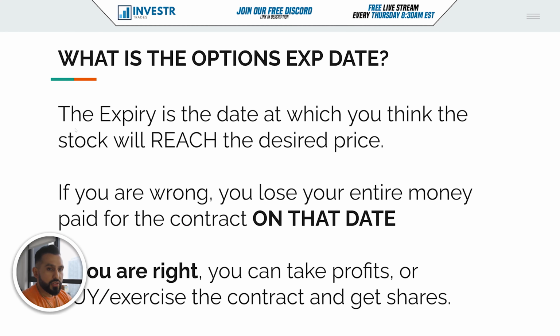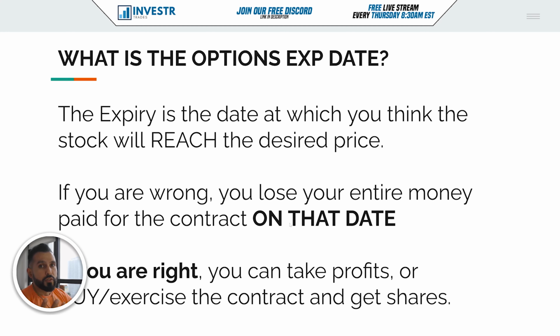All right, so just to explain, the expiry is the date at which you think the stock will reach the desired price that you choose, aka your strike. If you are wrong, you will lose the money you paid for that contract, but if you are right and the stock reaches that price, then on that specific date, you have the ability, you have the right to exercise that contract and purchase those shares as you wanted based on that price.